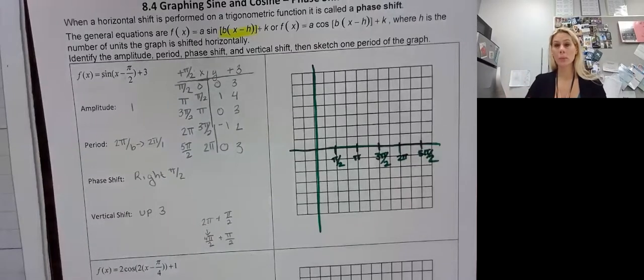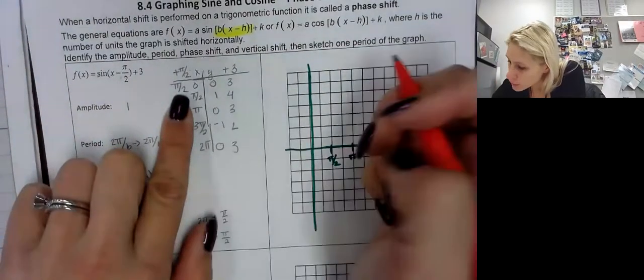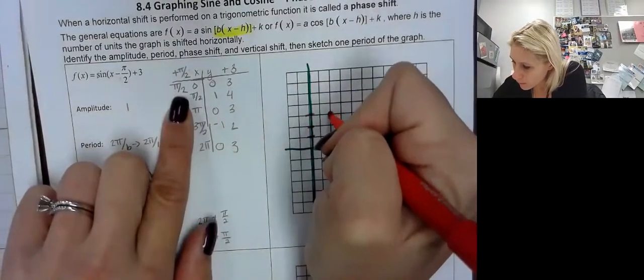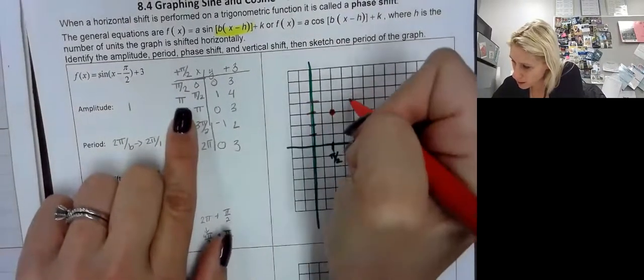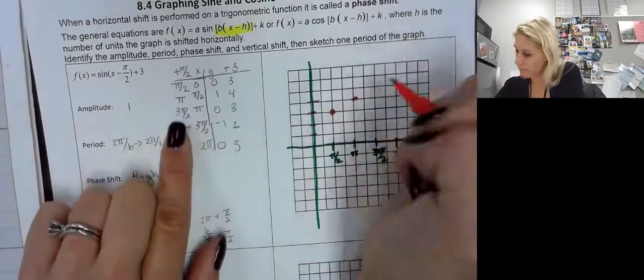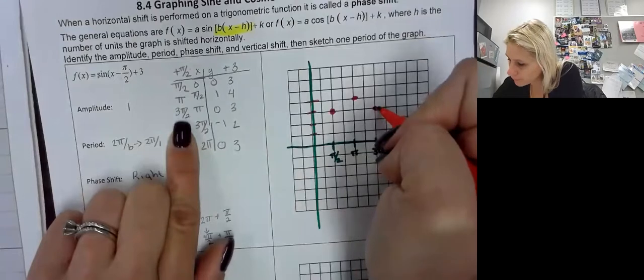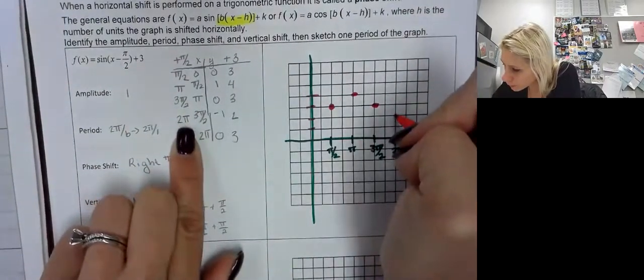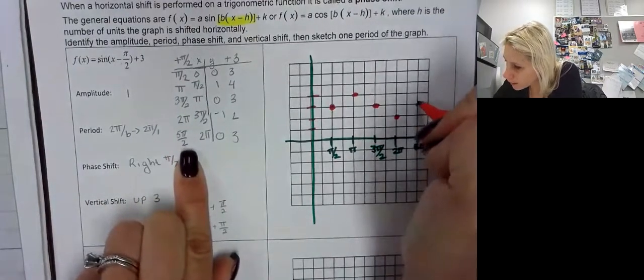Okay, now I'm going to plot these points. Don't forget, we're moving to the right, so we should see that shift. So at pi over 2, we're at 3. So 1, 2, 3. At pi, we're at 4. At 3 pi over 2, we're at 3. At 2 pi, we're at 2. And at 5 pi over 2, we're at 3.